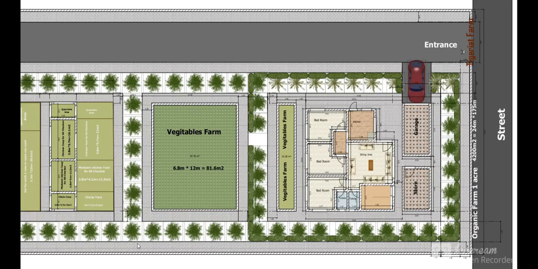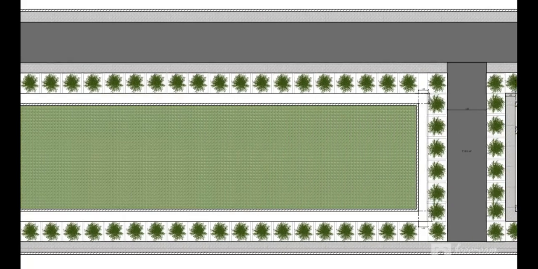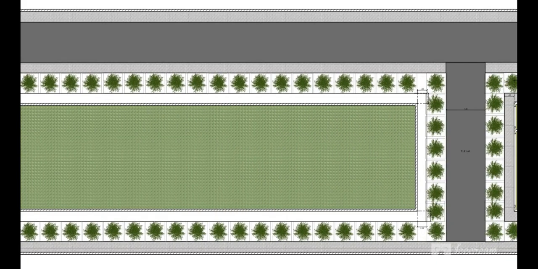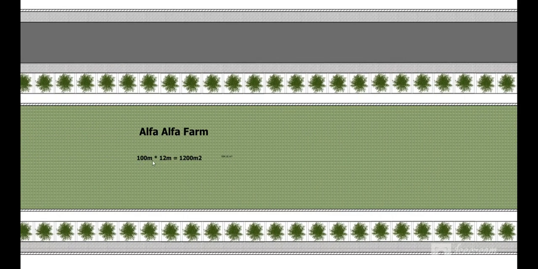If we need to speak about the vegetable area, it is about 6.8 meters multiplied by 12. This is 12, and this is 6.8. This is the vegetable area. Also, there is a vegetable area inside the house. Maybe it can be a vegetable farm or a garden, as you need at home. Here is the farm for agriculture of trees. It's about 100 meters, and here is 12 meters.